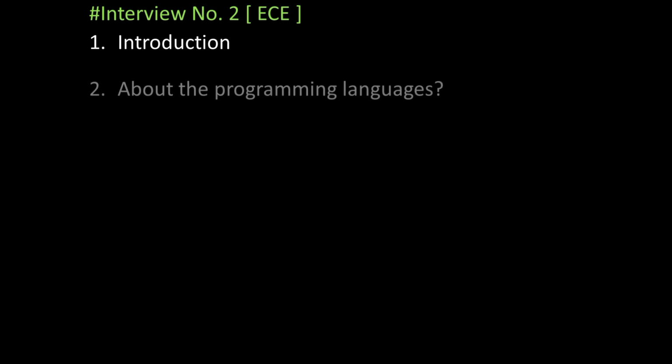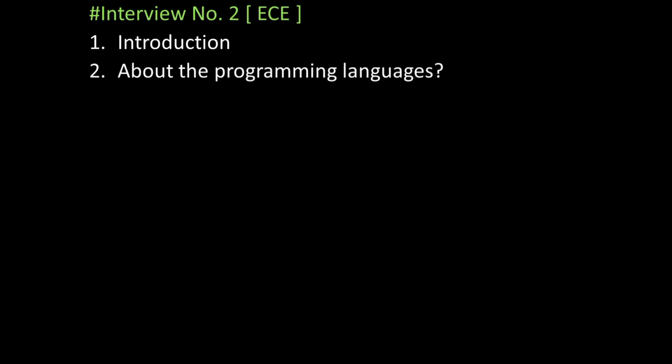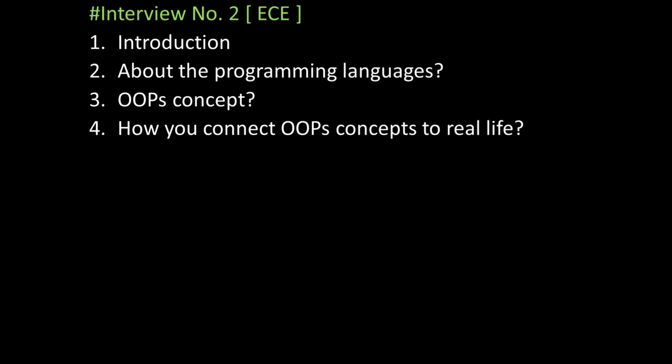The next interview candidate is also from the EC branch. The first question, as usual, was about introducing yourself. After that, he asked which programming language you know. After the programming language, he asked about the OOPS concept: what do you know about the OOPS concept? While explaining the OOPS concept and its pillars, he asked how you can connect the OOPS concept to real life.